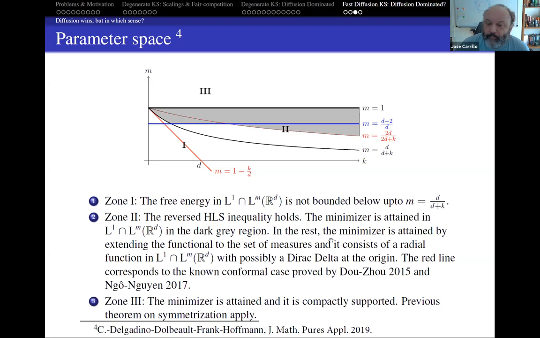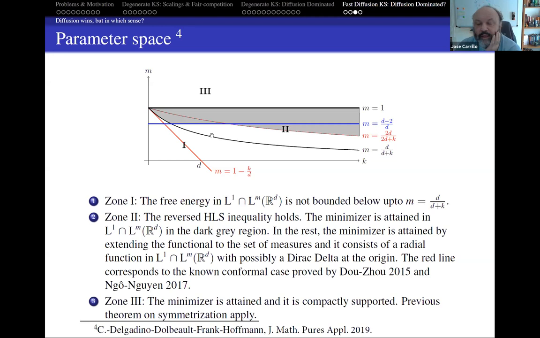These results are part of the very recent paper that appeared last year in collaboration with Matias Delgadino, who was a postdoc of mine at Imperial College, and now is also joining us in Oxford very soon as a postdoc. And Jean Dolbeault, Martin Frank, and my previous PhD student, Franca Hoffman.